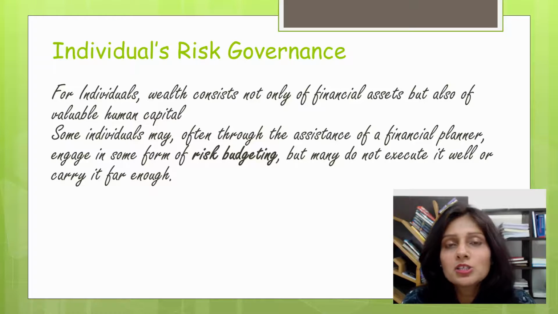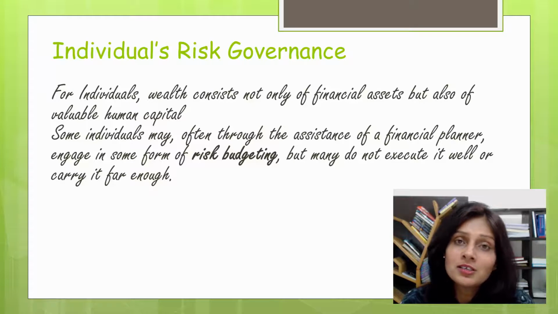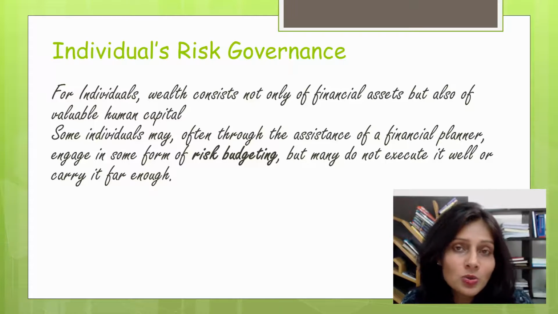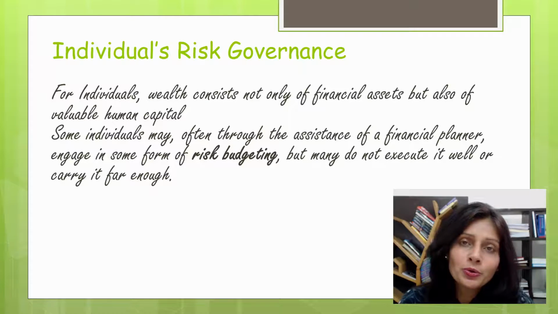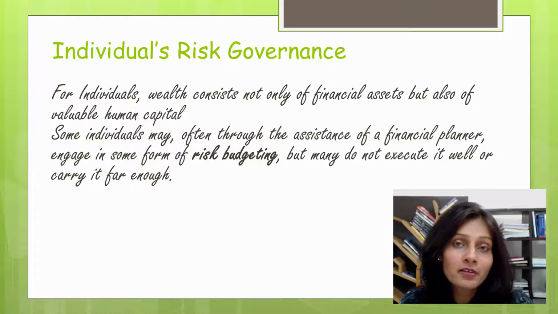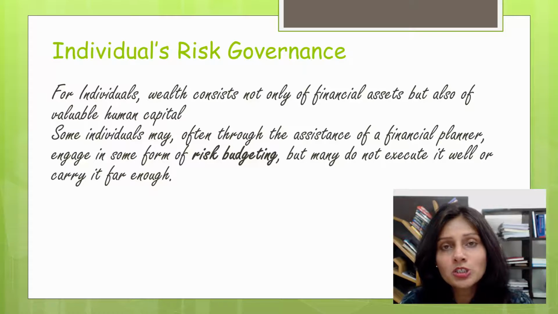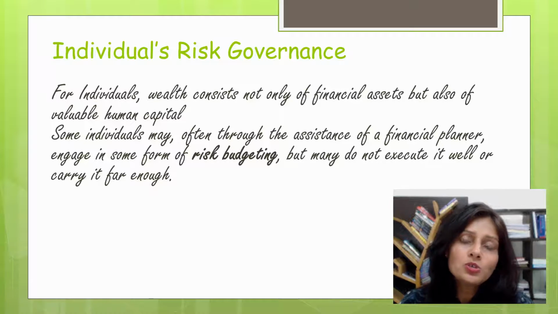For example, the risk tolerance decision of an enterprise considers it to be a going concern, an entity which is going to continue forever. However, the decision of risk tolerance for an individual is a little harder to make. Some individuals may go through the process of identifying risk tolerance and risk budgeting with the assistance of an investment advisor, but many do not execute it well or carry it far enough.